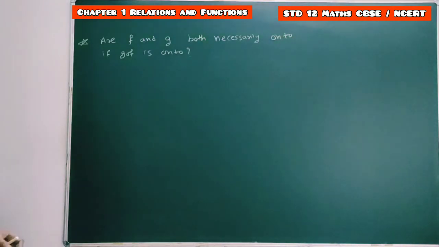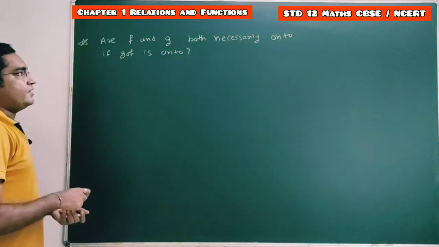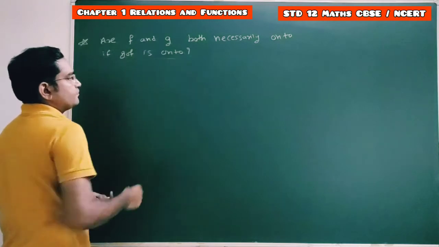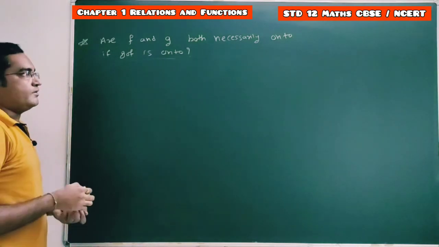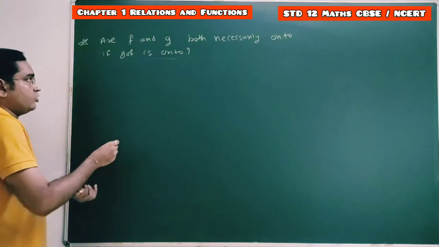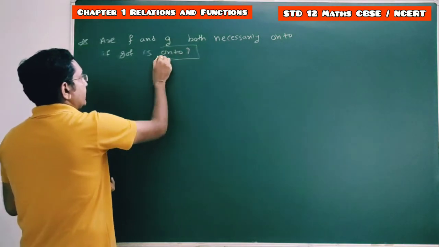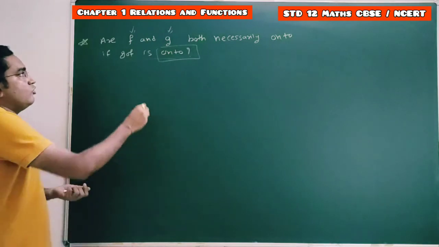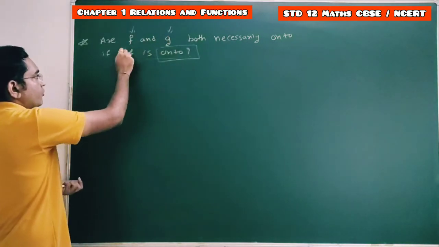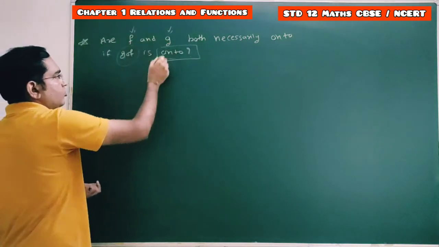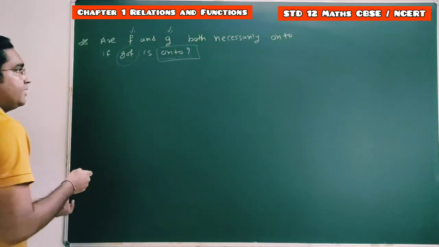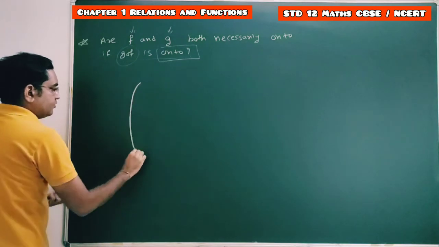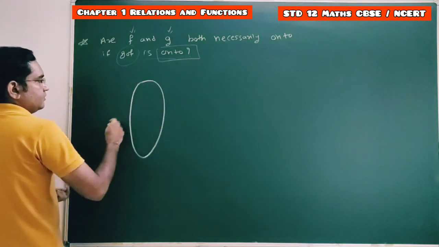Okay students, now the fourth result. Now if f and g both are necessarily onto, if their composite is onto, two functions f and g are given. If their composite function is onto, is it necessarily required for both functions f and g to be onto? Let's try to understand by one example.